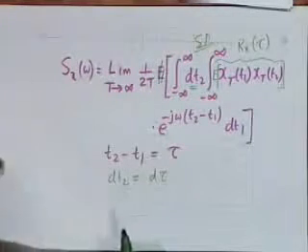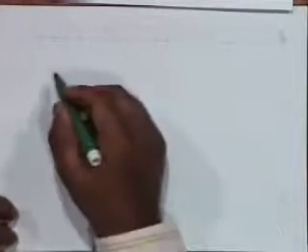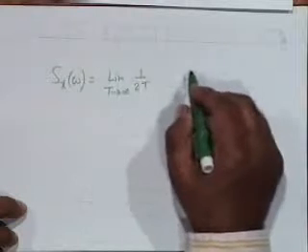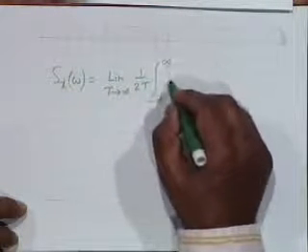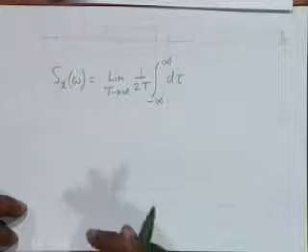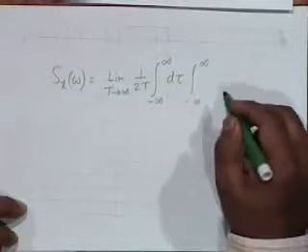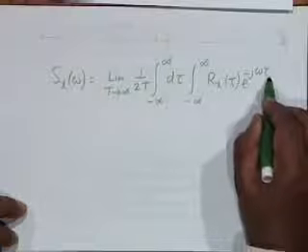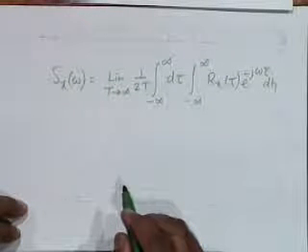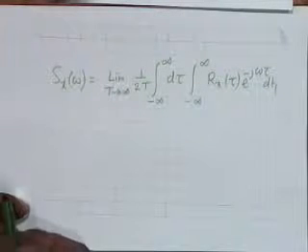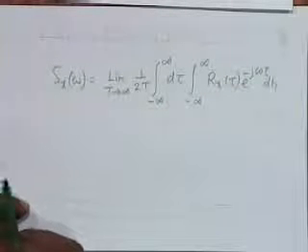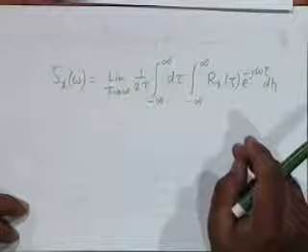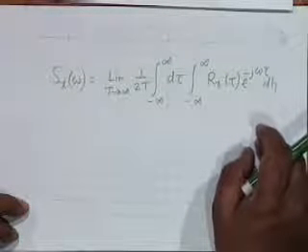Now I can clear this mess and write in a more elegant fashion as follows. Sx of omega is equal to limit T tends to infinity 1 over 2T integral minus infinity to infinity d tau, instead of dT2 I write d tau, and then I get integral minus infinity to infinity Rx of tau e to the minus j omega tau dT1. Is that okay? Now you see that this quantity has now become independent of T1. One should remember, however, that tau is T2 minus T1, and therefore it is not quite independent.